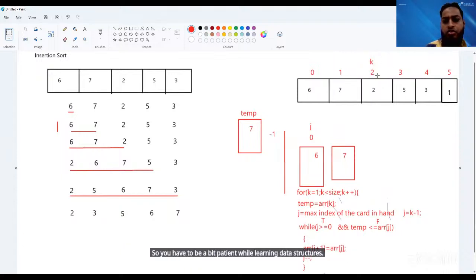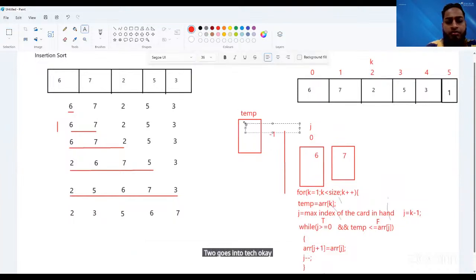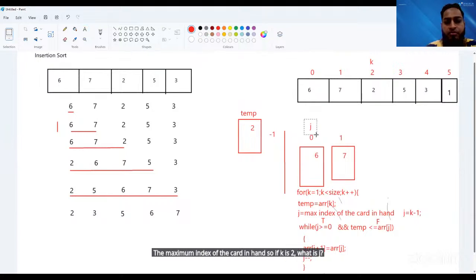So after 1 iteration, K becomes 2. So what goes into temp? 2 goes into temp. And what is J now? The maximum index of the card in hand. So if K is 2, what is J? J is 1. So J comes over here.